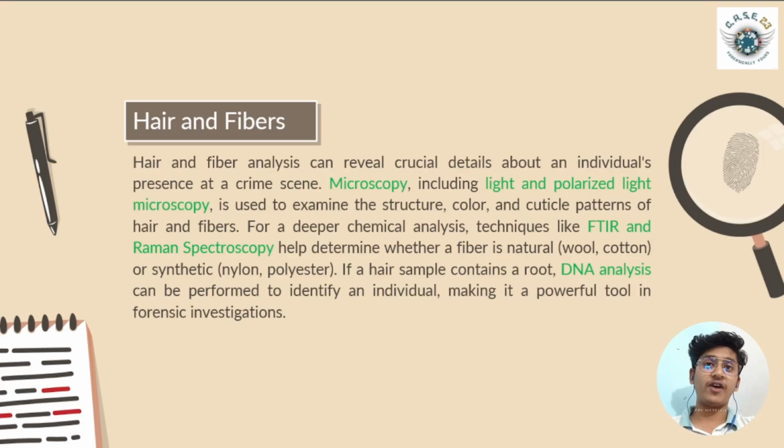Now, let's talk about fibers, like the ones found in clothes, carpets, or upholstery. Even a single fiber can help place a suspect at a crime scene. Microscopic examination helps determine if the fiber is natural, like cotton or wool, or synthetic like polyester or nylon. And then spectroscopy like FTIR, UV-Vis, or Raman helps identify the chemical composition, matching fibers to specific manufacturers or products. And lastly, a burn test or chemical test can further confirm the fiber types and their origins.